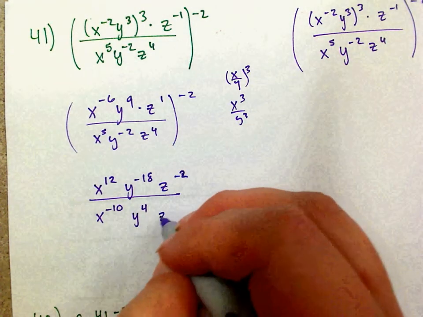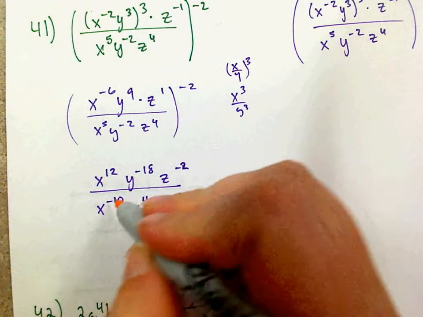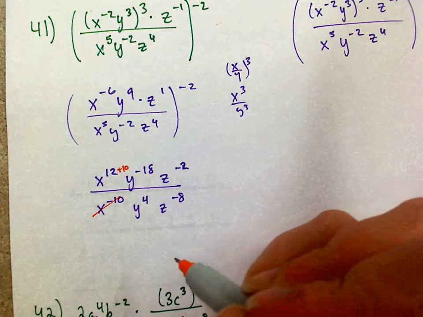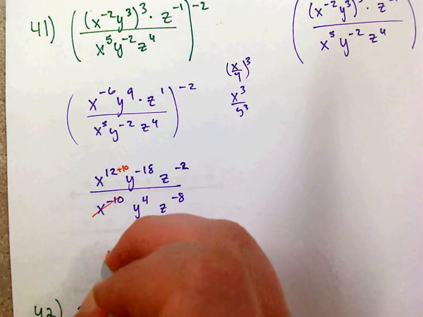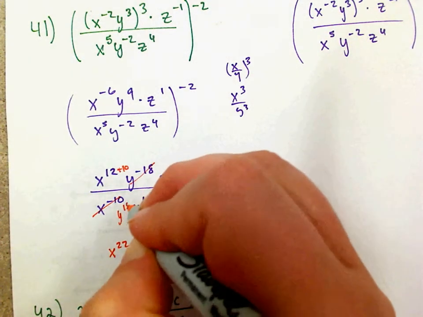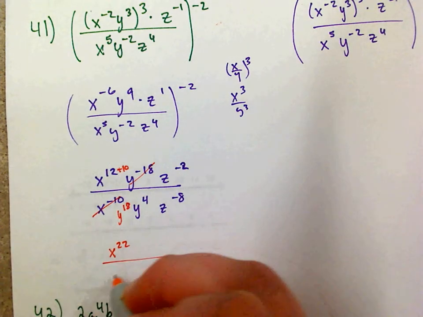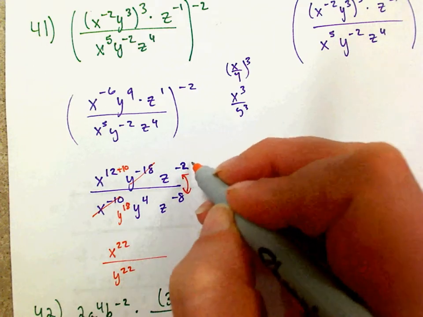Okay, so anything that has a negative power belongs on the opposite. So if it's in the numerator, it belongs in the denominator, and vice versa. So this actually belongs up here with the 12, so that's really just x to the 12th times x to the 10th, which is x to the 12th plus 10, so x to the 22nd. This really belongs down here, y to the 18th, so that's 18 plus 4, which is again 22. And these switch, so I've got 8 and 2 on the bottom, meaning I've got 6 left on top.